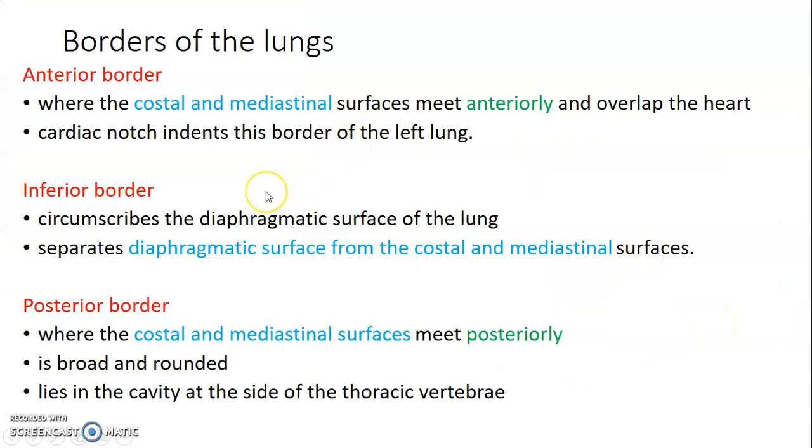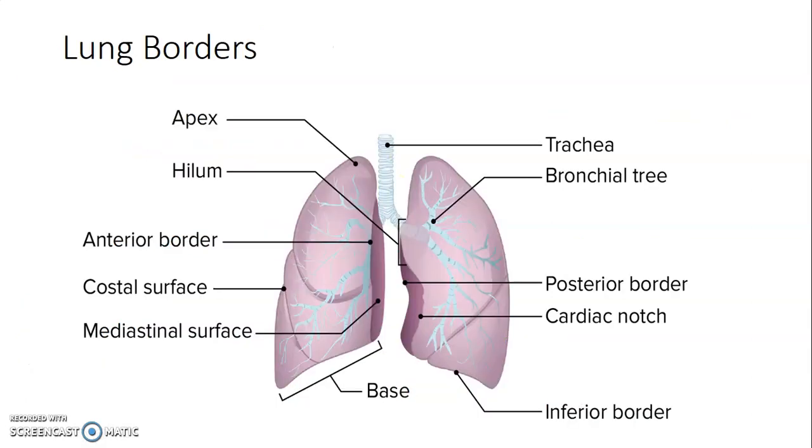The borders of the lung, we say we have three borders: the anterior border, which is the margin between the costal surface and the mediastinal surface of the lung, and they meet anteriorly and overlap the heart. So you have the cardiac notch that indents this anterior border of the left lung. Then the posterior border will be formed by the mediastinal and the costal surface, while the inferior border is formed by the costal and diaphragmatic surfaces.